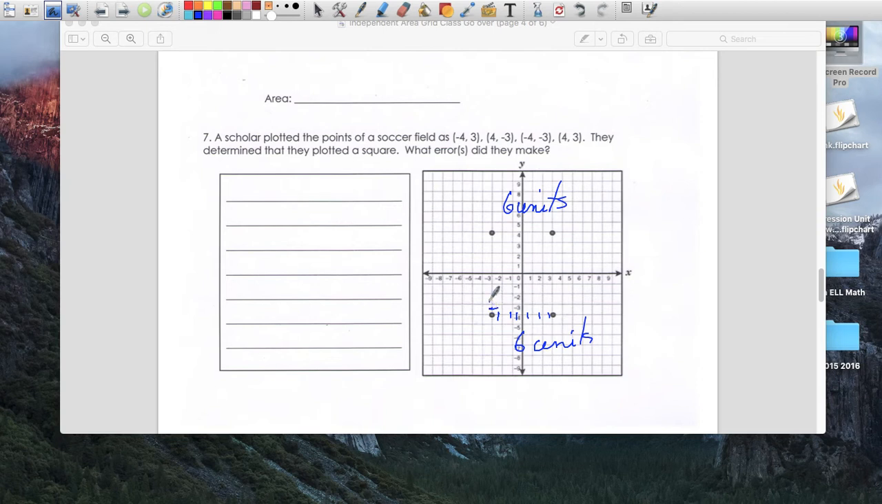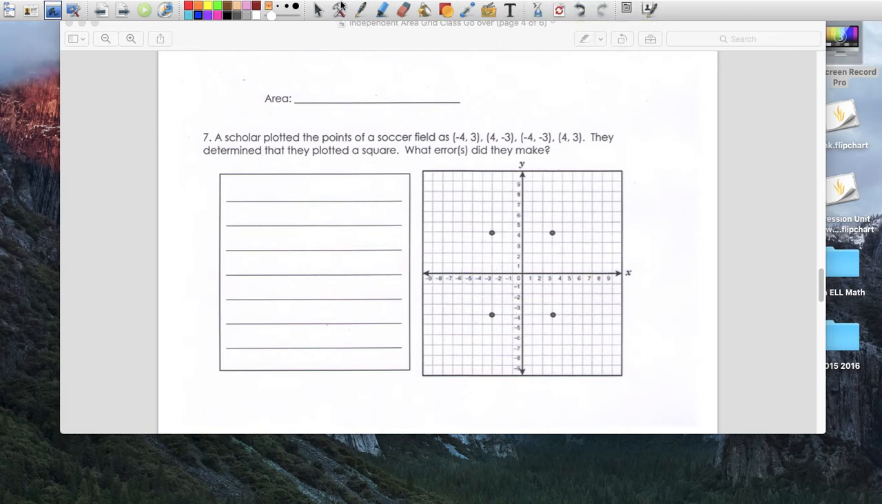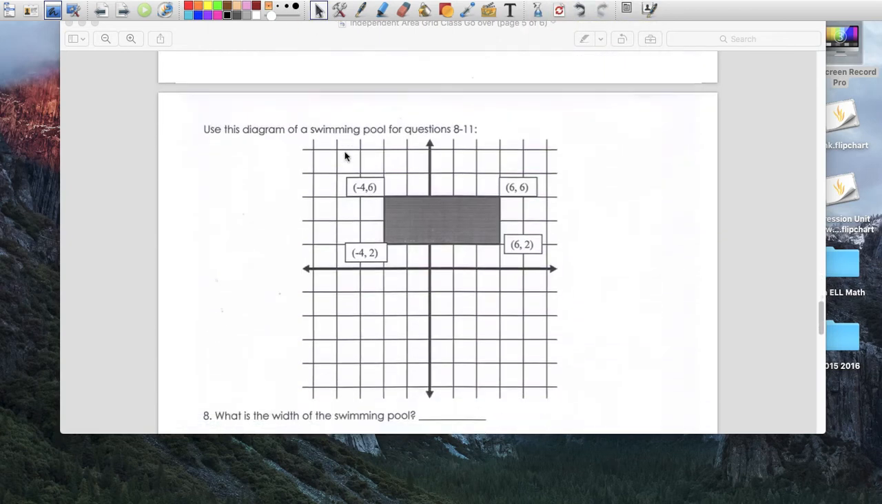So let's count. 1, 2, 3, 4, 5, 6, 7, 8. This is 8 units. And this is obviously 8 units as well. So you can write that they probably went 2 units too high here and 2 units too high here when plotting this particular square. They should have put the points over here and over here, and that would have created a square. But it's obviously not a square because not all the sides are equal.